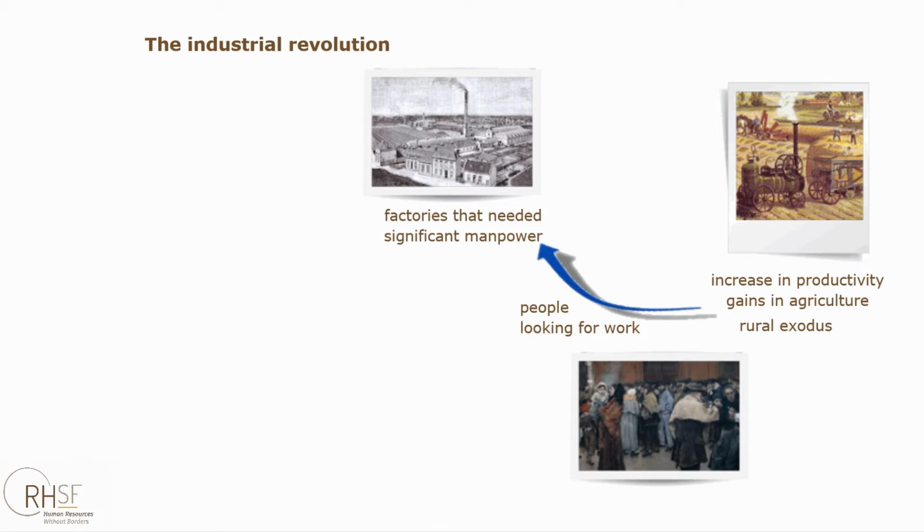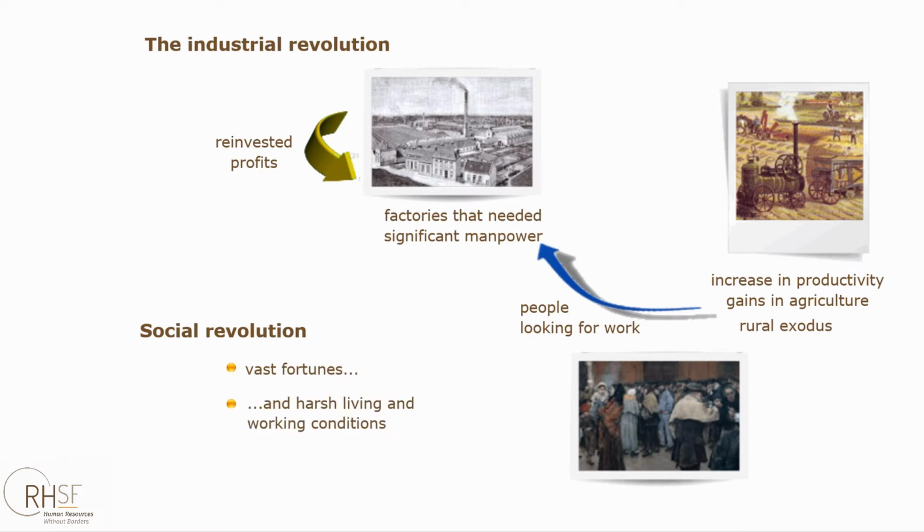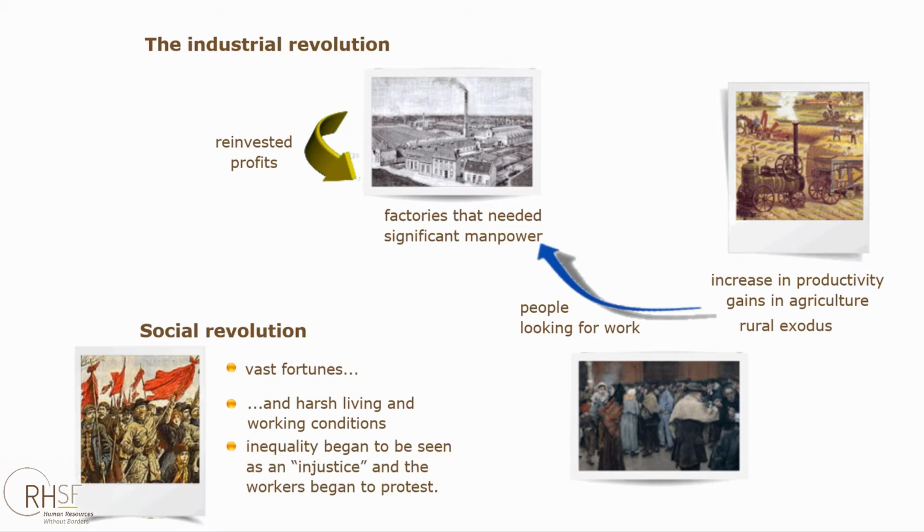The profits, which were considerable and massively reinvested, resulted in significant rates of economic growth, which led to increasingly radical changes to society. Inequalities grew constantly, eventually becoming unjustifiable. On the one hand, vast fortunes, and on the other hand, harsh living and working conditions and insecurity. In this context of economic growth, which increased available wealth, inequality began to be seen as an injustice, and the workers began to protest. They organized themselves into unions to protect their interests as a group. The political and social struggle was fierce and all too often violent.